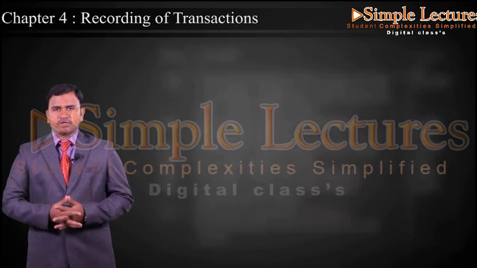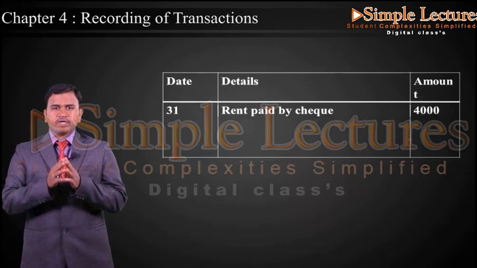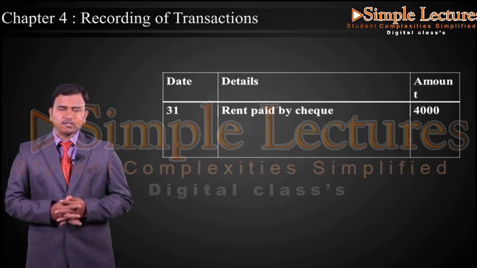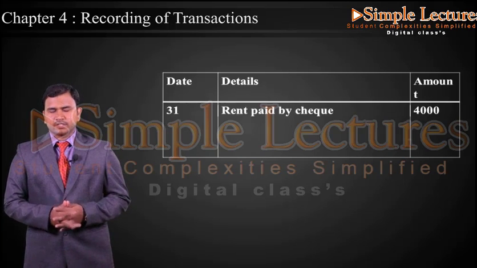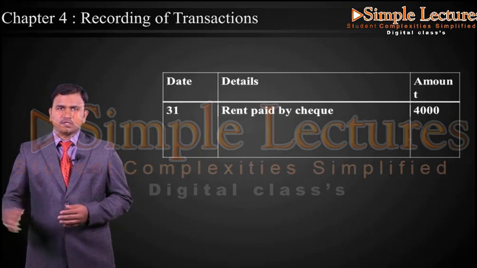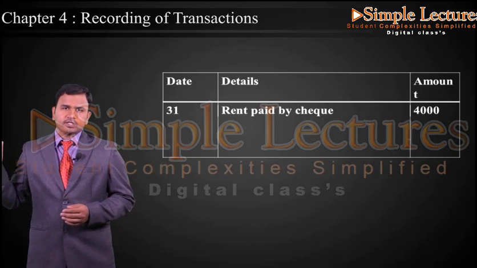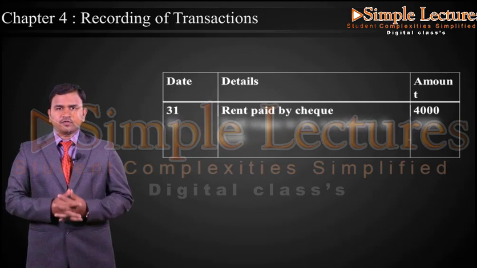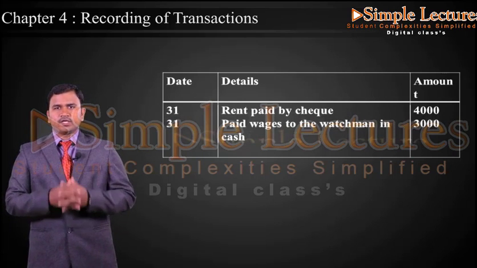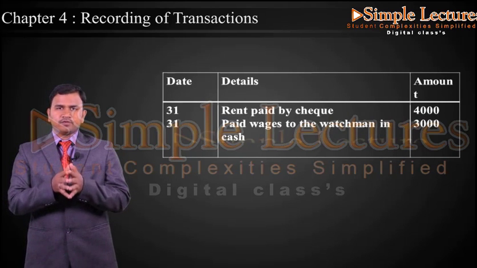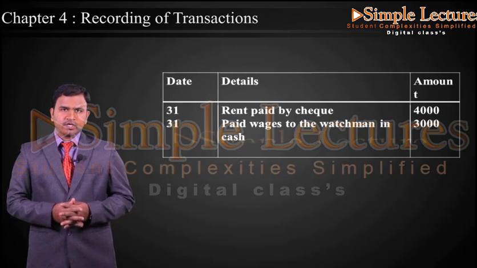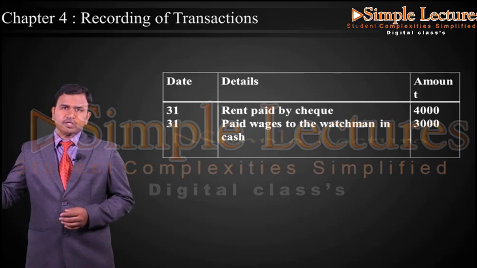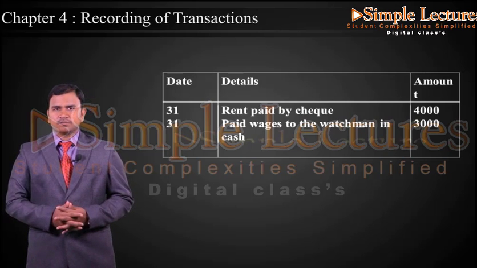The next transaction we have on August 31st: paid rent by check 4,000. Again it is a payment through bank, which should be recorded on the credit side. So the date will be August 31st, by rent, and in the bank amount column 4,000. And next, again on August 31st, paid wages to the watchman in cash. Wages is a payment made in cash, 3,000, so again it will be recorded on the credit side, August 31st, by wages, and in the cash amount column 3,000.